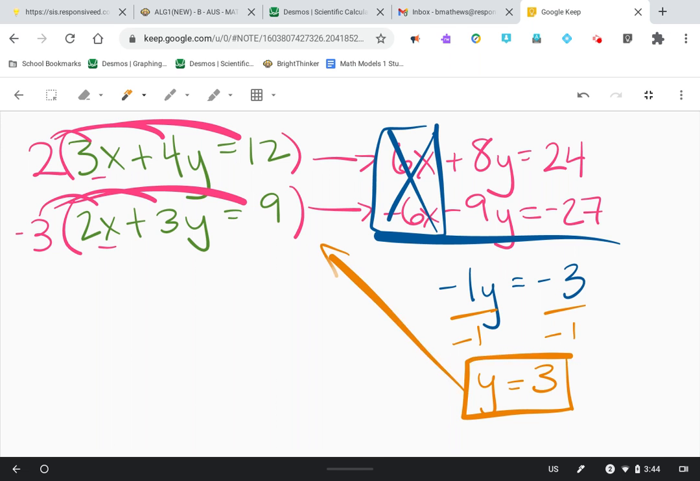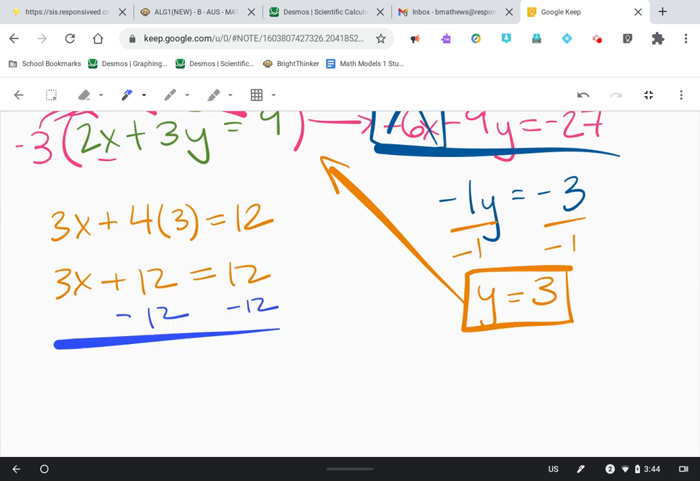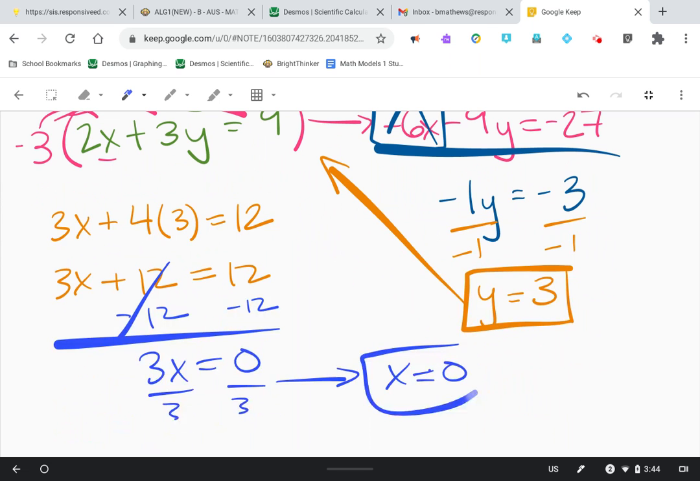I'm going to take that and plug it into one of the original equations. So we'll just take the first one and we'll do 3x plus 4 times 3, plugging in the y, equals 12. 3x plus 12 equals 12. Subtract 12 from both sides. That cancels, giving me 3x equals 0. Divide by 3, obviously x equals 0. So the solution would be 0, 3.